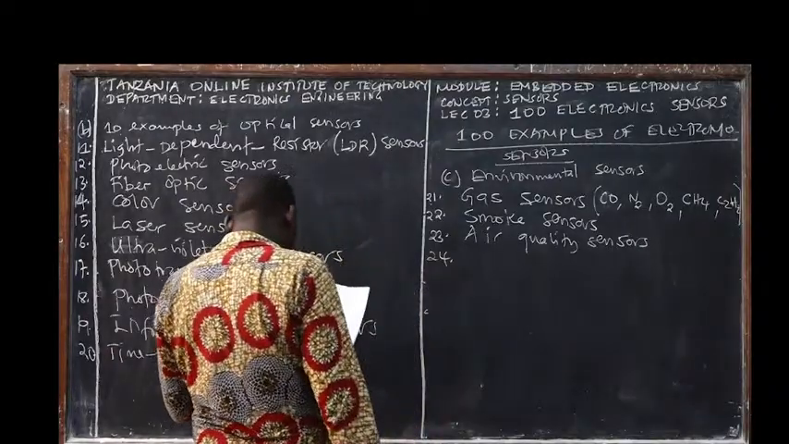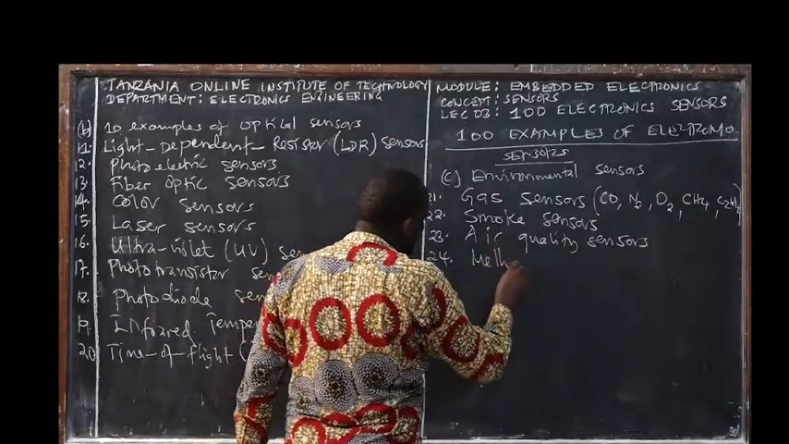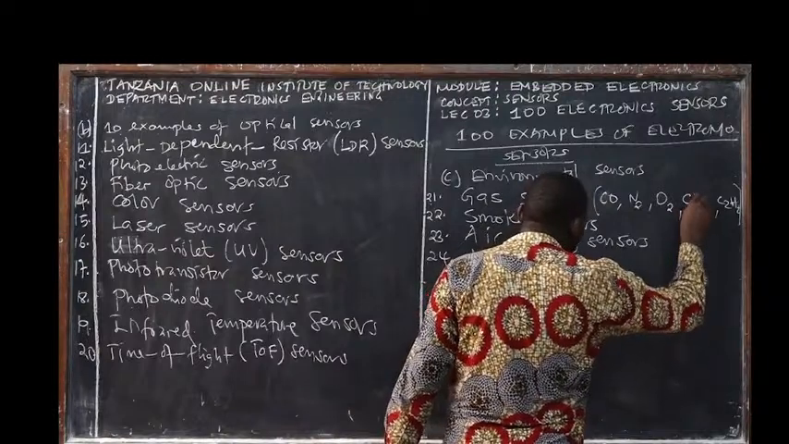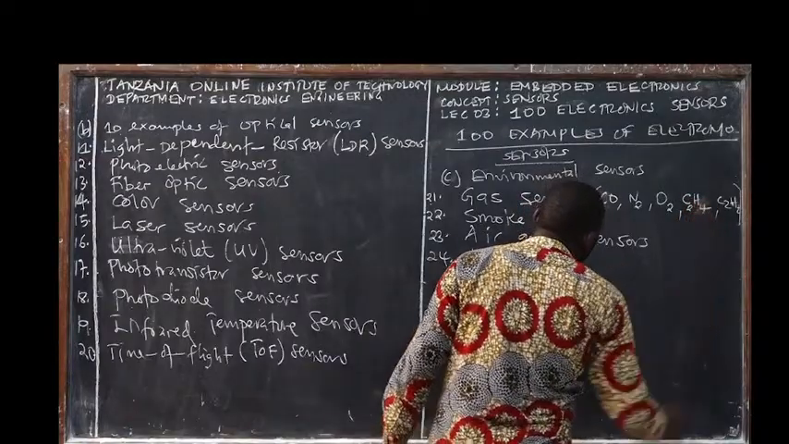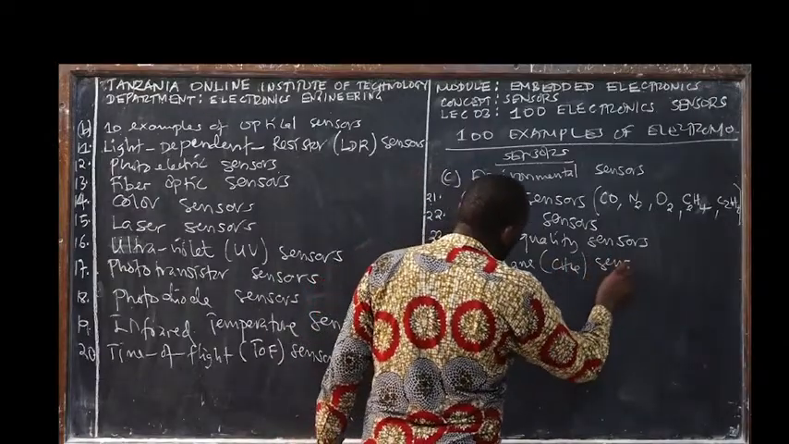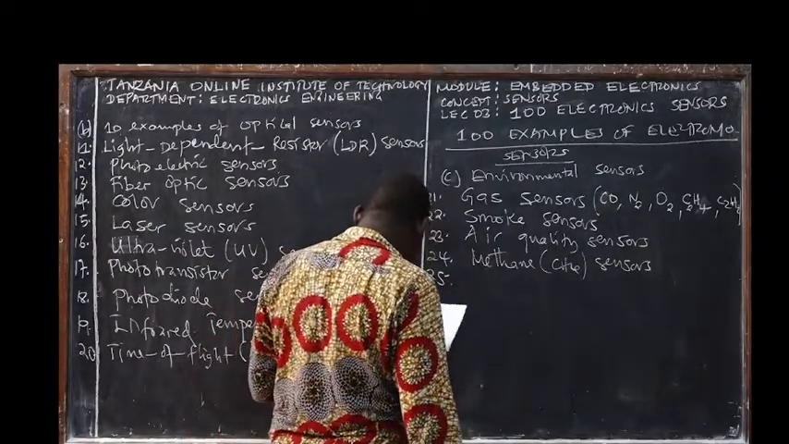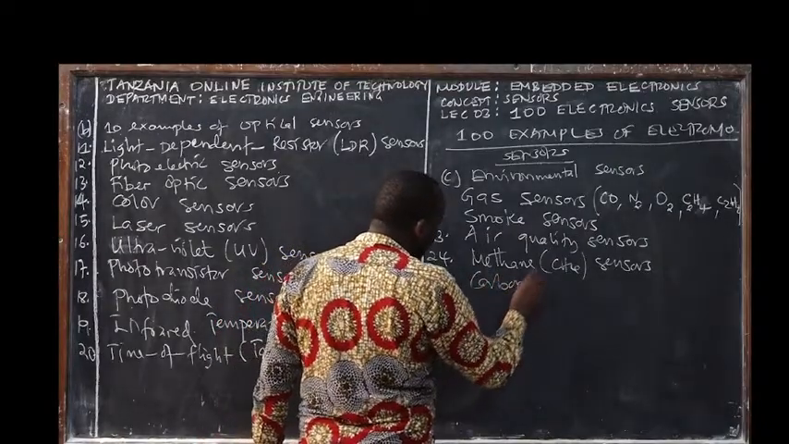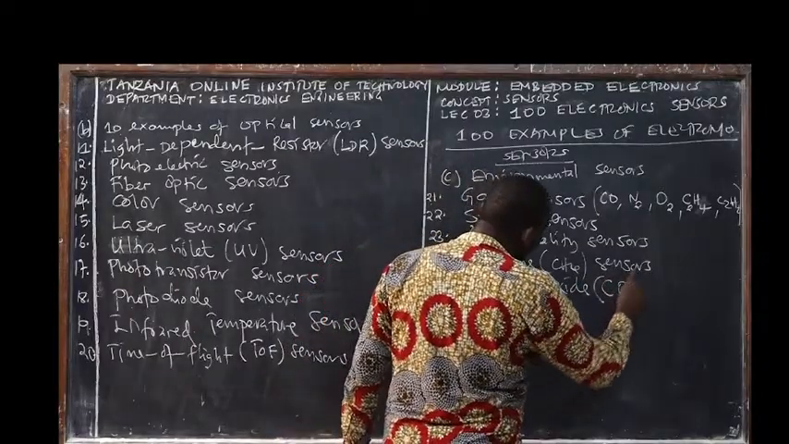The 24th example is called the methane sensor. Kwa hapa nimetaja methane kama sensor moja kwenye gas ni sawa, lakini methane sensor ipo yenyewe inategemea. So methane sensors. Did you learn about methane? In which part of organic? And then we have something called carbon dioxide. Carbon dioxide sensors.